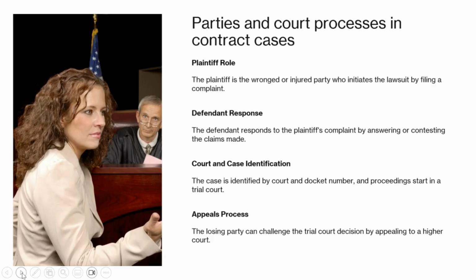by filing a complaint. The defendant's response is also called an answer, and the defendant will respond to the complaint of the plaintiff. Cases are identified by a court docket number, and then proceedings will start in trial court. And the appeals process is where the losing party can challenge the trial court decision and appeal it to a higher court.